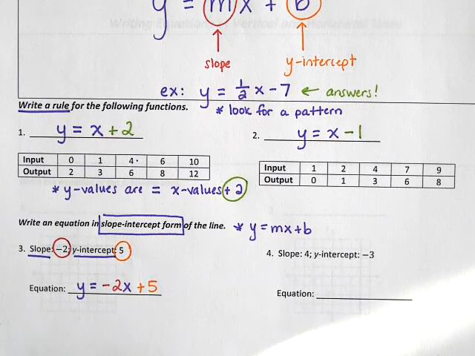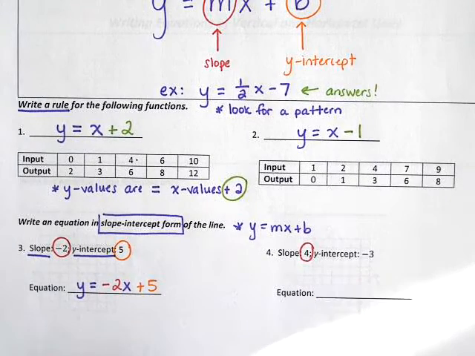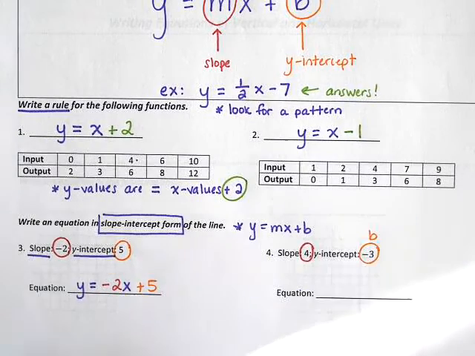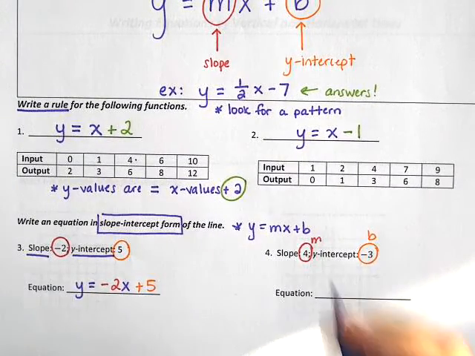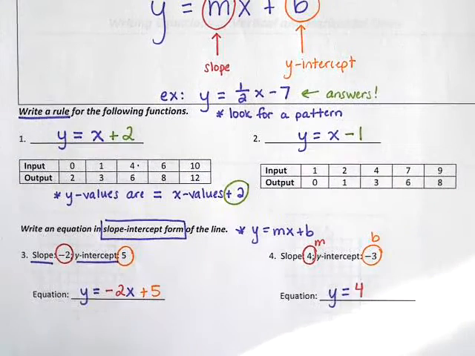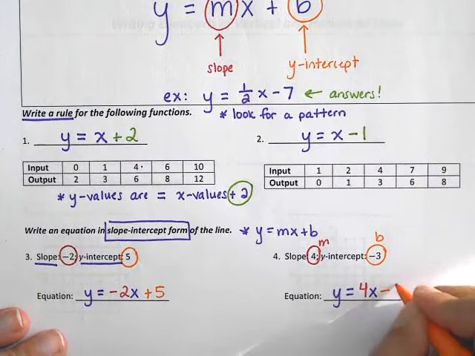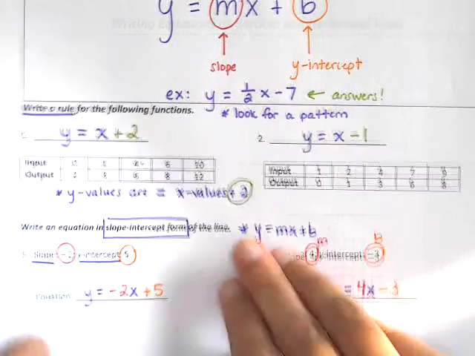Let's take a look at problem 4 and do that one more time. If my slope is 4 and my y-intercept is -3, so this would be my b, and this would be my m. Then y equals 4x, and then the b, so -3. All right, on to the next page.